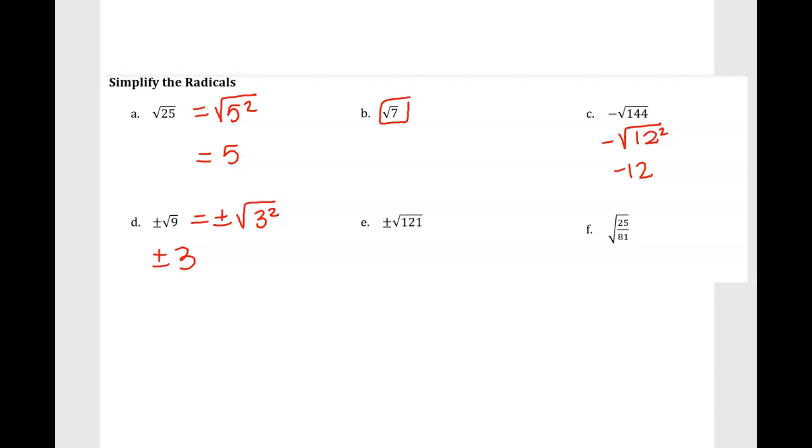121, perfect square. Square root of 121 is 11. So you get plus or minus 11.